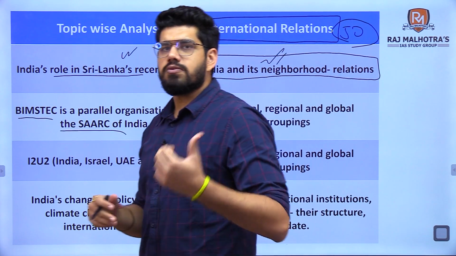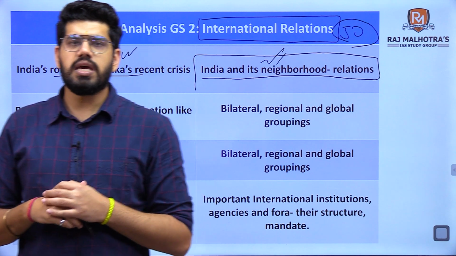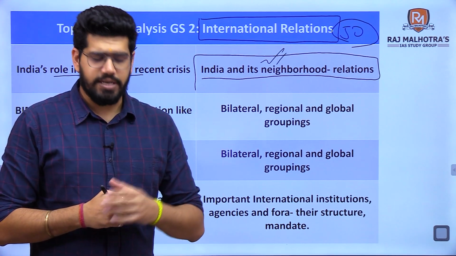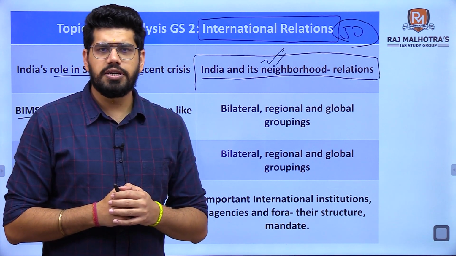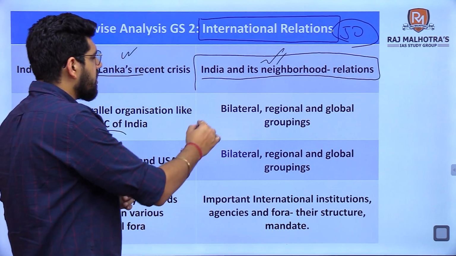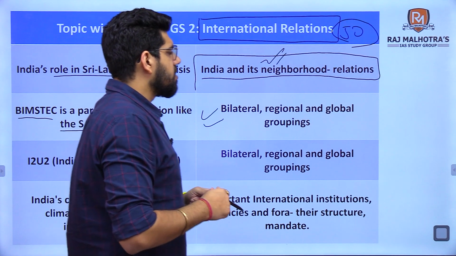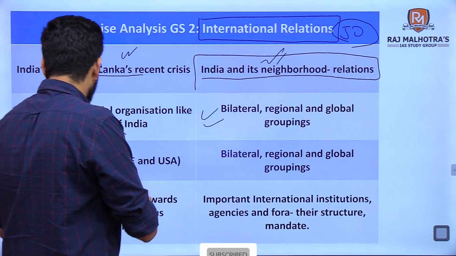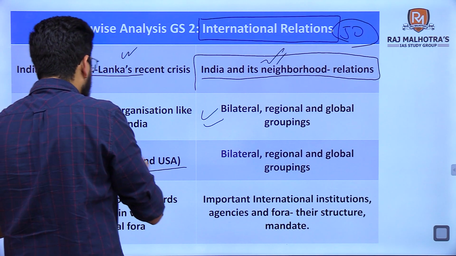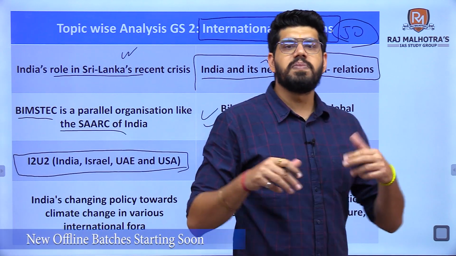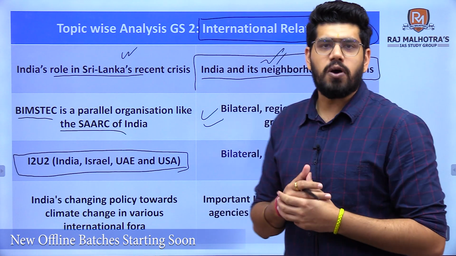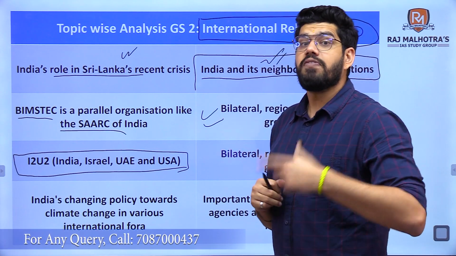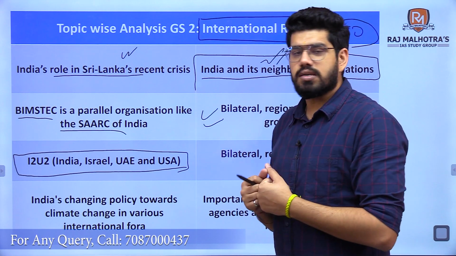Now for BIMSTEC, there was a charter that was released, or the meeting of BIMSTEC, and moreover the government's increasing presence of or emphasis on BIMSTEC. So the second question was related to BIMSTEC. Again this was asked from the bilateral and regional groupings topic given in your syllabus. The third question was related to I2U2. Now this I2U2, which is also known as the mini quad, became a very important and contentious topic from the perspective of Iran and India relations, and we will discuss a couple of things.